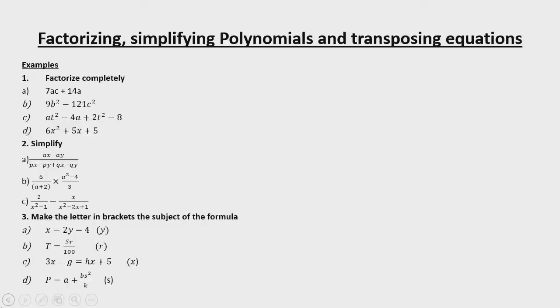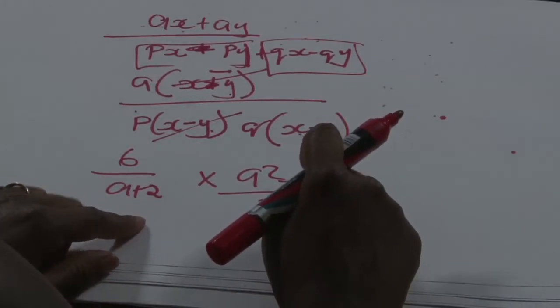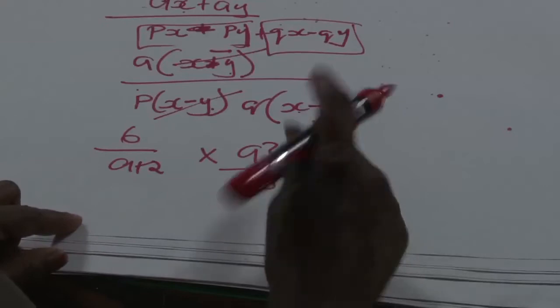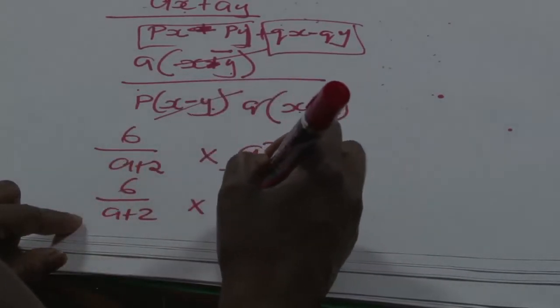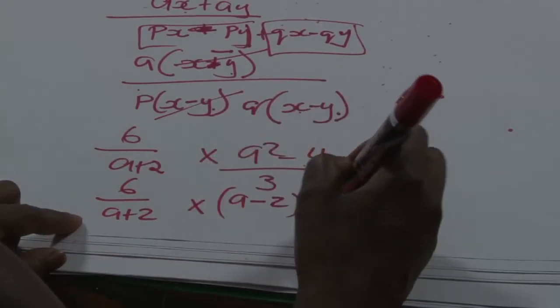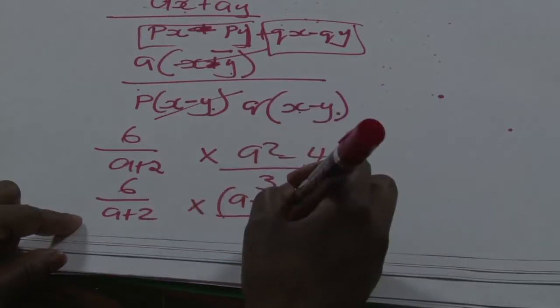simplifying your expression. We also have 6 over a plus 2 multiplied by a squared minus 4 over 3. If you look at this expression, a squared minus 4, this can be factorized. This is a difference between two squares. So you can factorize it first. It can be 6 over a plus 2, times a minus 2 and then a plus 2. If you factorize this one, this is what you get, over 3.